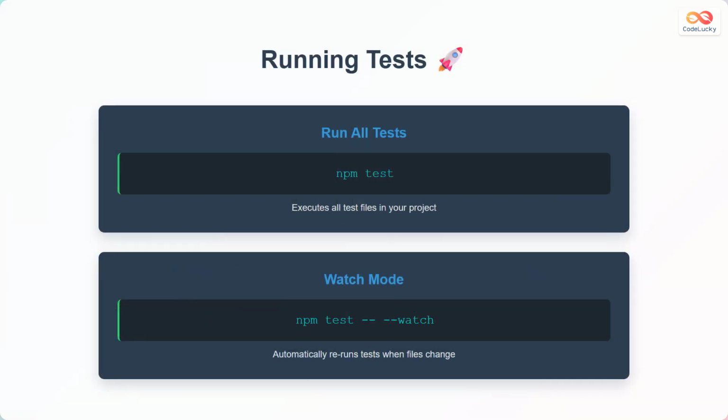To run your tests, you can use the command npm test to execute all test files in your project. For automatically rerunning tests when files change, use npm test --watch.